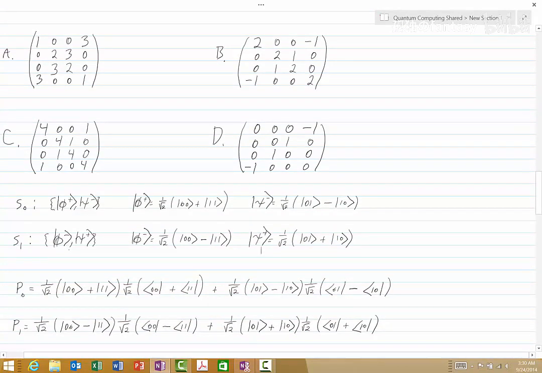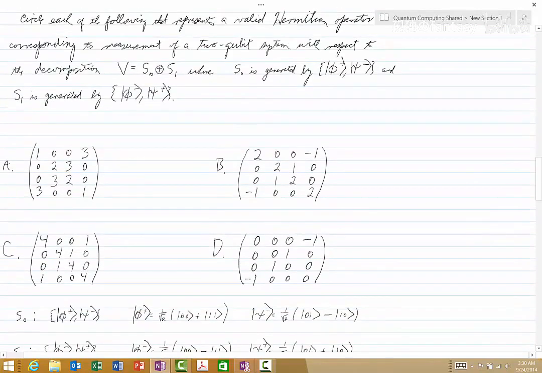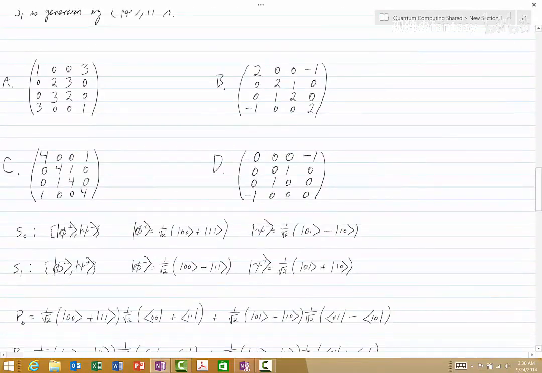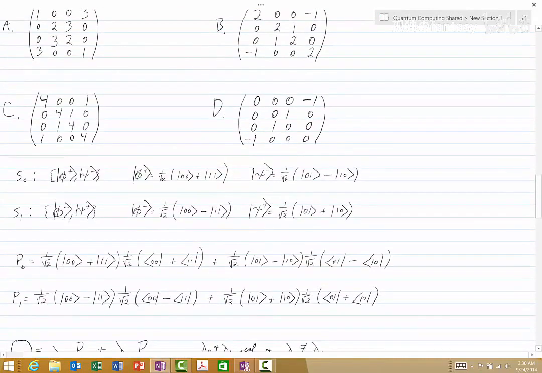One is obtained from the first ket and its bra, the other one is obtained from the second ket and its bra. So this is how we obtain these projectors.